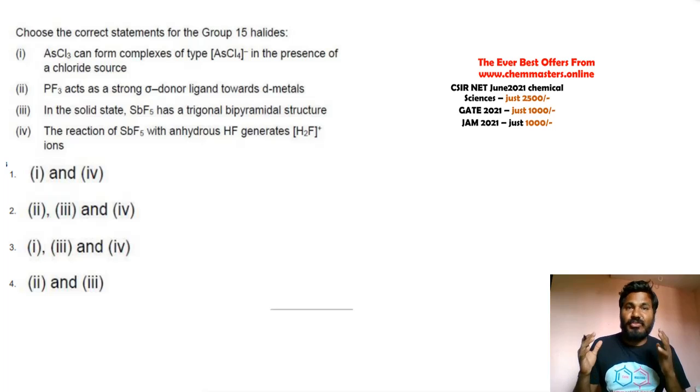So here we are going to analyze each and every question of CSIR NET November 2020 Chemical Sciences with the best conceptual analysis along with extra information which may be useful for your further preparation.